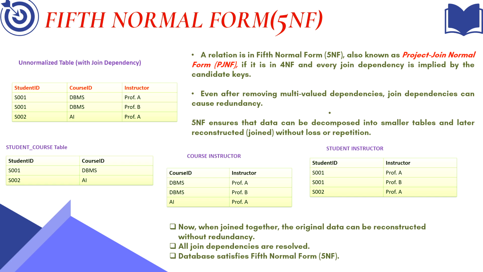To bring this into 5NF, we decompose the table into smaller relations. One is student course table that contains student ID and course ID. Next one, course instructor table that contains course ID and instructor names. Another one is student instructor table. It contains student ID and instructor names. Now all three tables can be joined together to rebuild the original data but without any redundancy or anomalies. This ensures that the data is completely consistent and optimized.